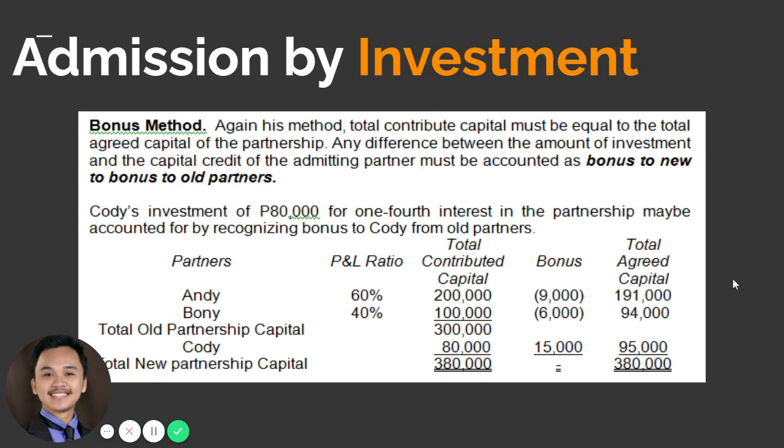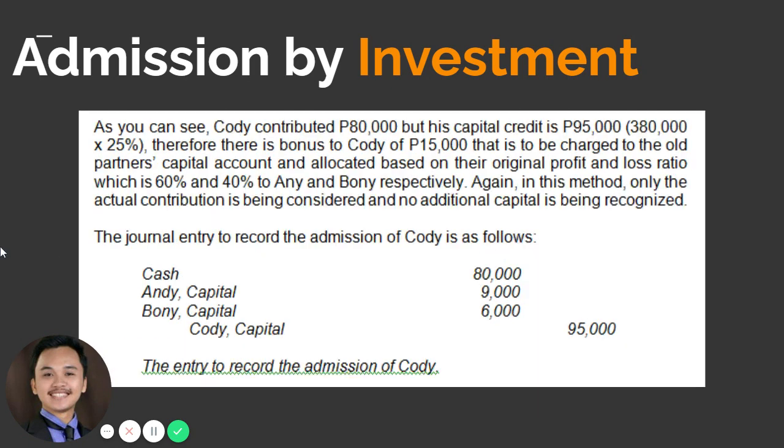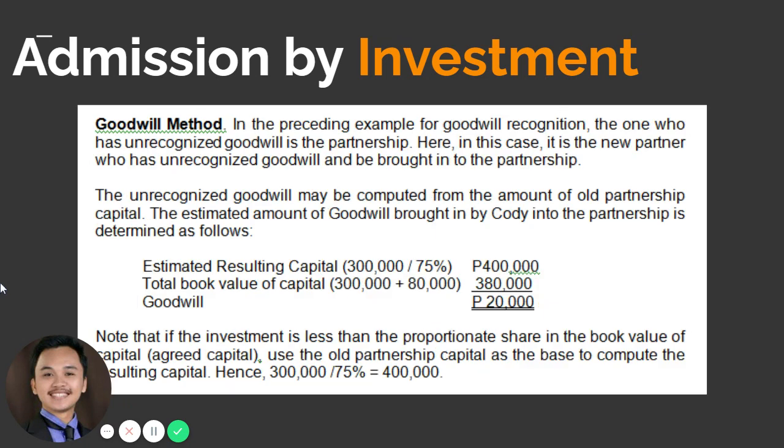So to record the investment, again, it is less than the proportionate share in the book value of the capital, or the agreed capital. So use the old partnership capital as the base to compute for the resulting capital. Hence, 300,000 divided by 75% to compute for the total value of the partnership capital. So that is the Goodwill Method.